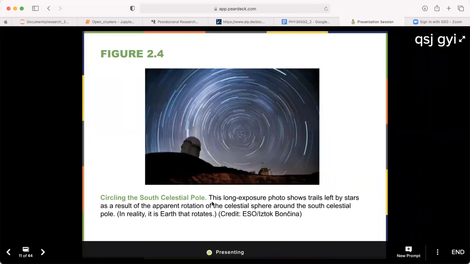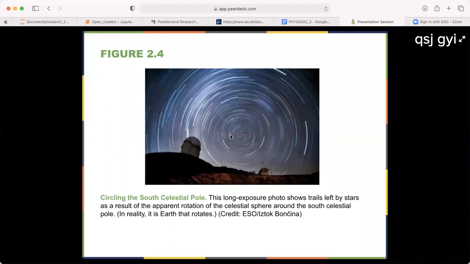The caption mentioned here says this long exposure photo shows trails left by stars as a result of the apparent rotation of the celestial sphere around the South Celestial Pole. This image is taken from the South Celestial Pole. These are actually called star trails. If you put on a camera for a very long exposure time, it will catch these trails, which means the movements of the stars. What you can see very nicely here is all the stars moving in a circular pattern around the South Celestial Pole, which is a nice example of how stars move around the celestial poles.